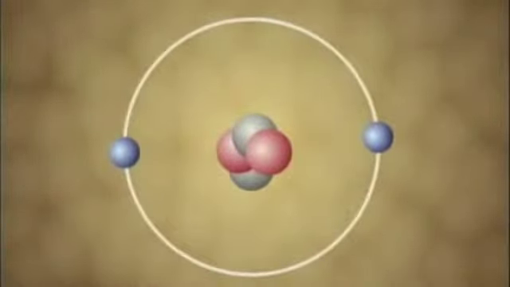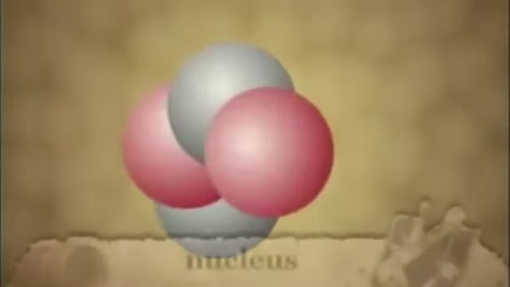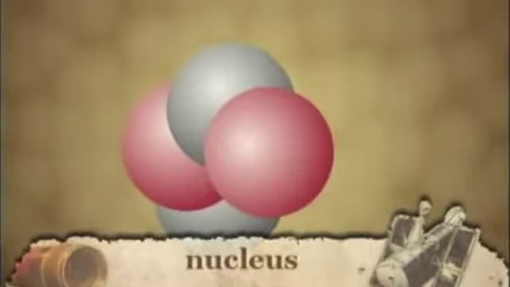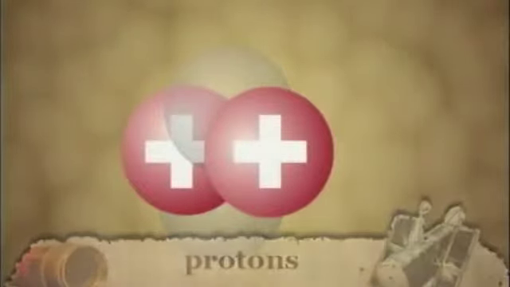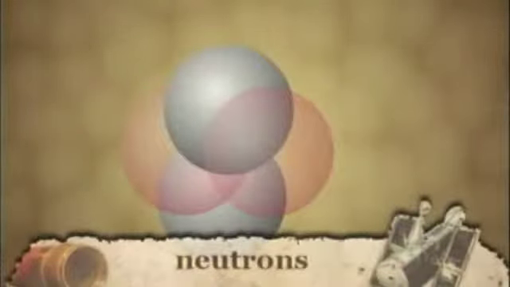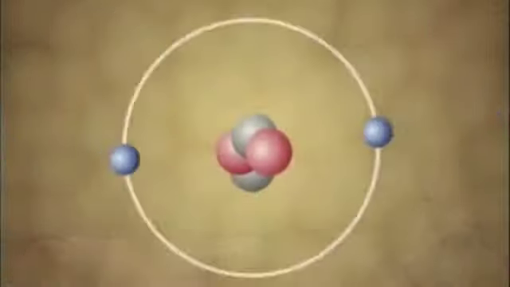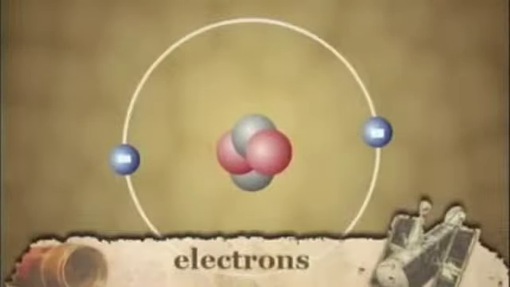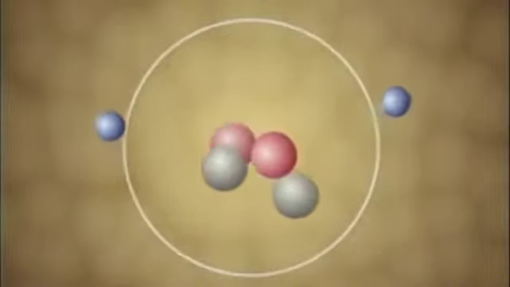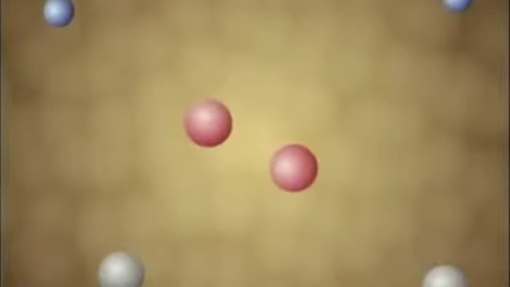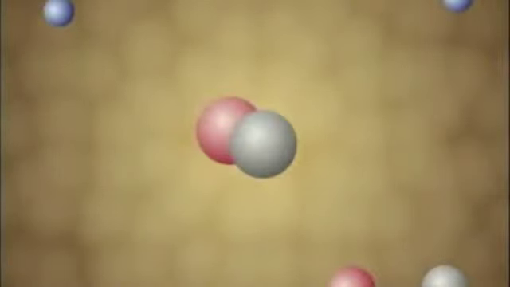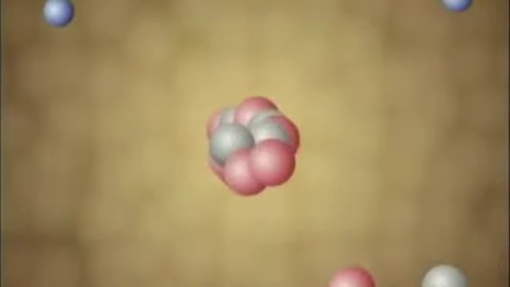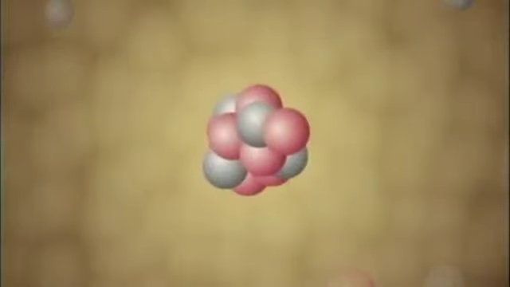In this model, the atom has two major components. The first is the nucleus, the central core of the atom, which is composed of protons, which are positively charged, and neutrons, which are neutral. The second component is the cloud of negatively charged electrons, which surrounds the nucleus. The number of protons in the nucleus of the atom determines what chemical element it is. Hydrogen has 1 proton, carbon has 6 protons, neon has 10, and so on.